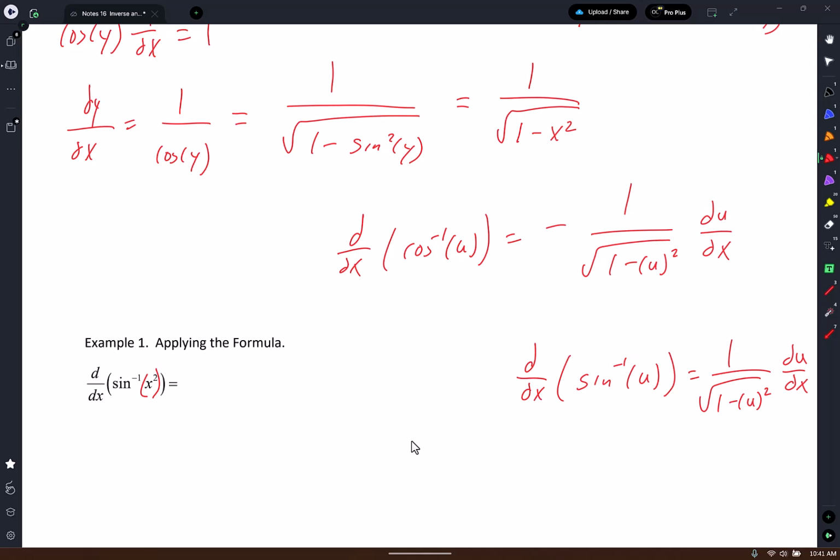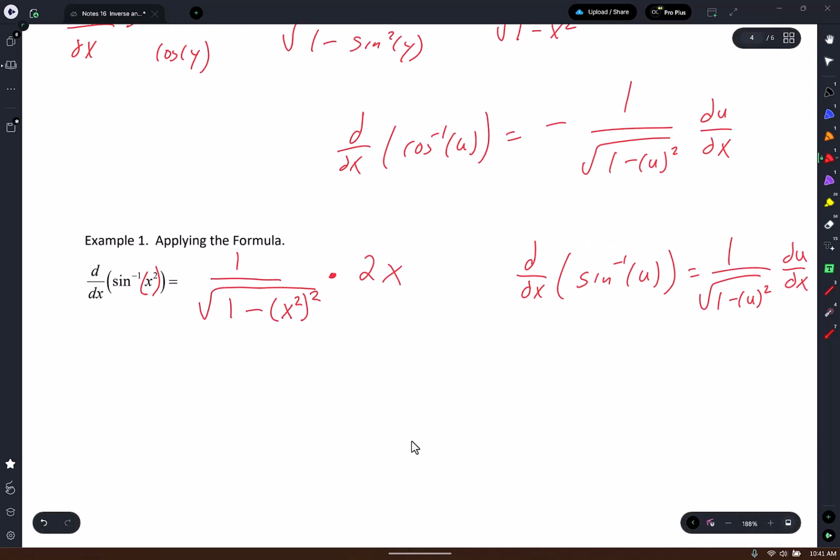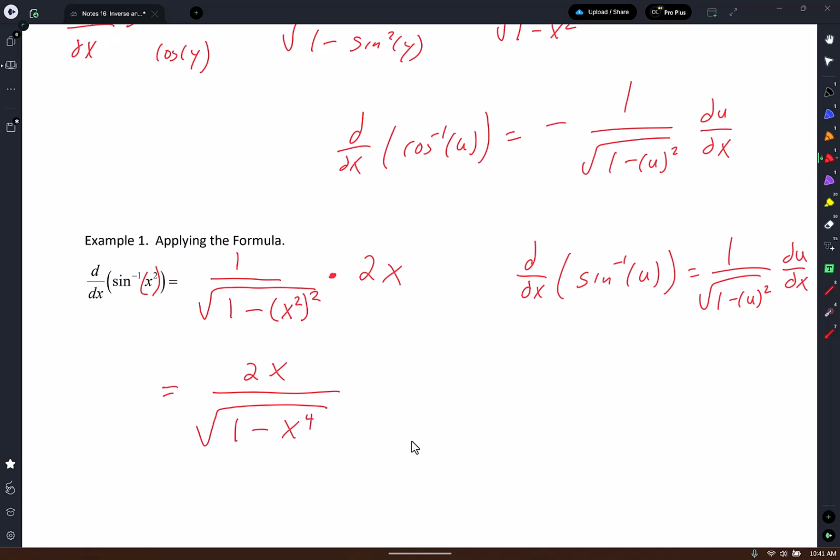The derivative of arc sine of x squared is 1 over, you guys lead me. What do I write on the bottom? Not everyone at the same time. 1 over square root of 1 minus x squared squared. Am I done? No. Times 2x. Let's make it pretty. Here's my derivative: 2x in the numerator, square root of 1 minus x to the fourth in the denominator. You can leave it alone like that.